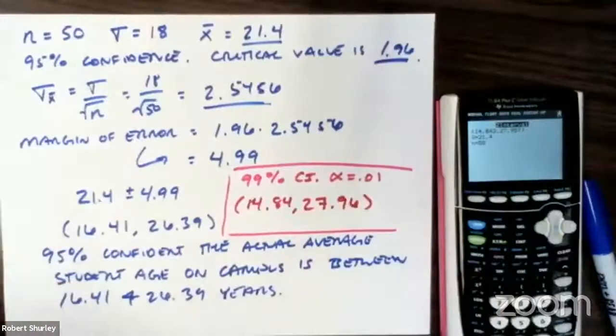I got 14.843 and 27.957. Perfect. So one goes down and one goes up, which means we have got a wider net, right? Yeah. Now we've got a wider net.